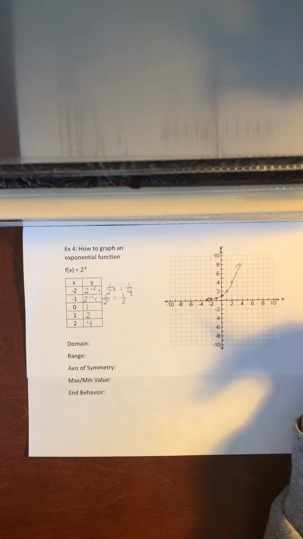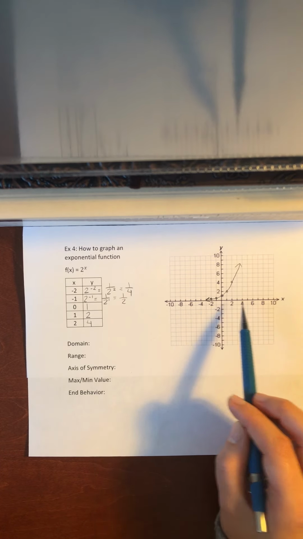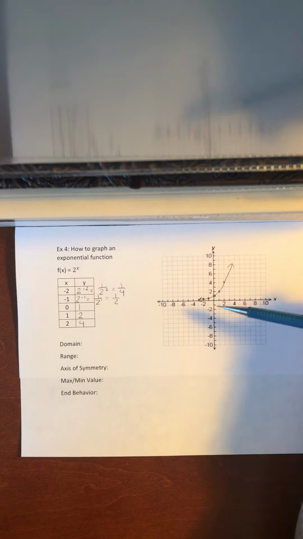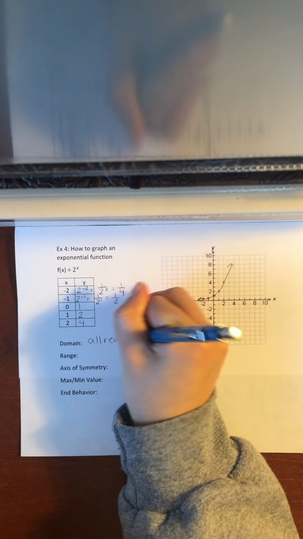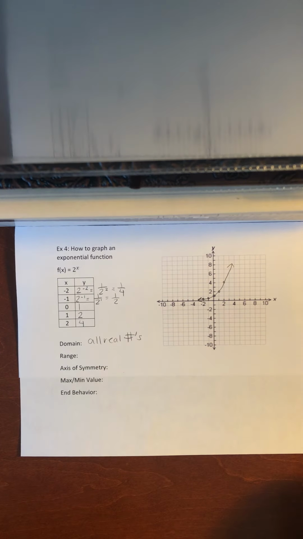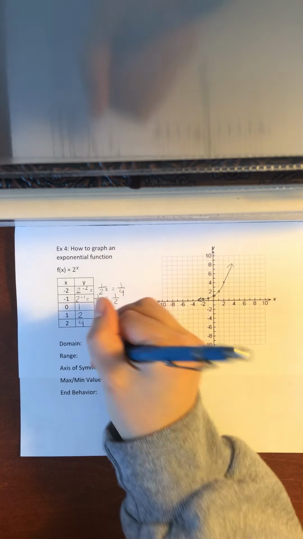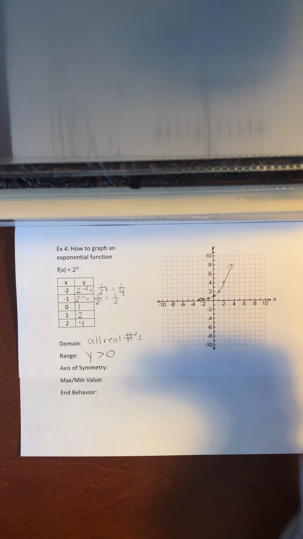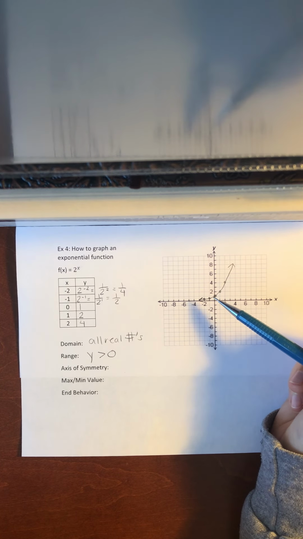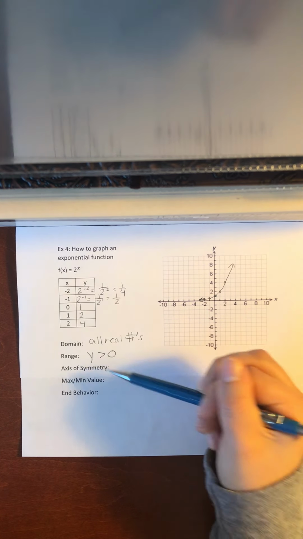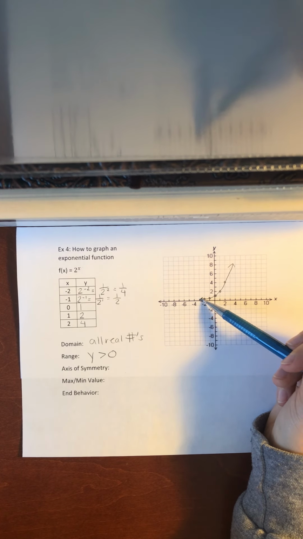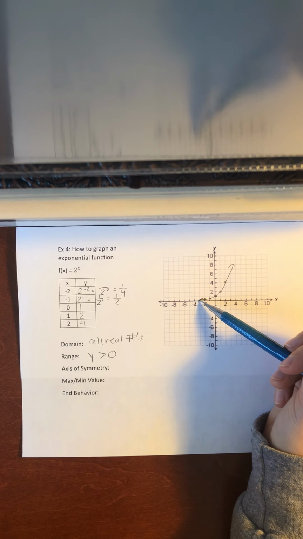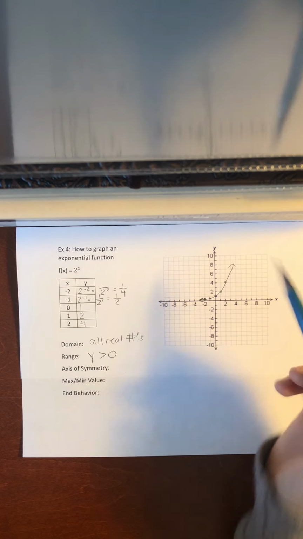So let's talk about our domain. So our domain is still all real numbers. You can have any x values this way and any x values that way. All real numbers. For your range, y is greater than 0, okay? It's not equal to 0 because it's approaching 0, but it's never going to touch 0. It's never going to touch this x-axis here. It's going to get closer and closer and closer to 0, and then it's just going to keep going up.